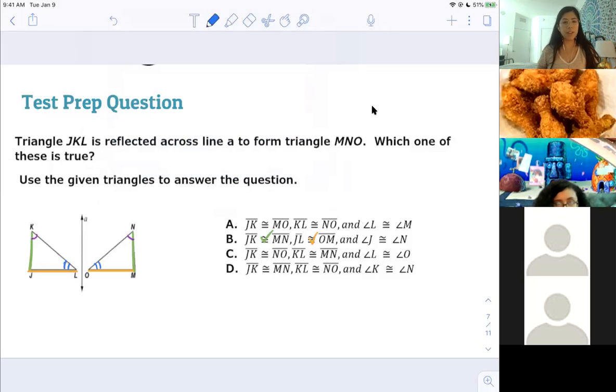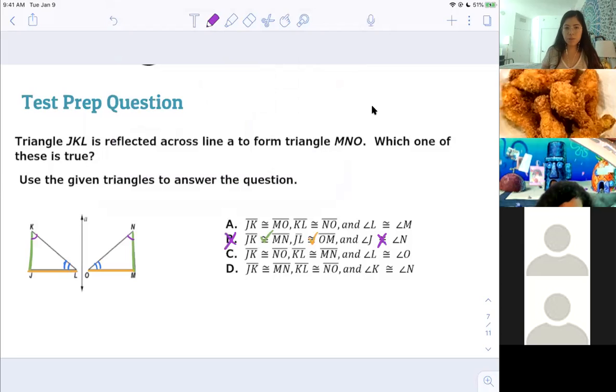So they tell you that. They told you that it got reflected. So you always have to think about what's going to line up with what. And in answer choice B, it turns out that this final statement is actually incorrect. So answer choice B is not correct, you guys.